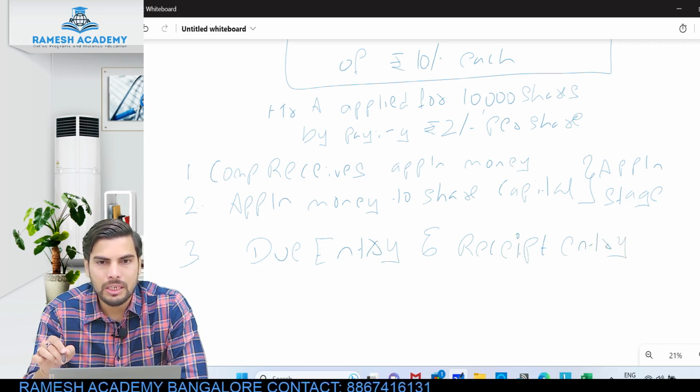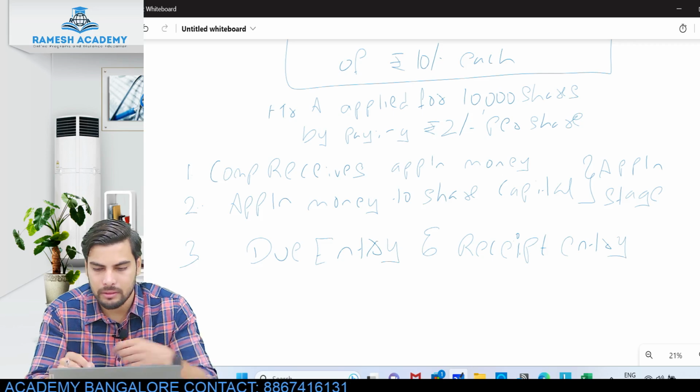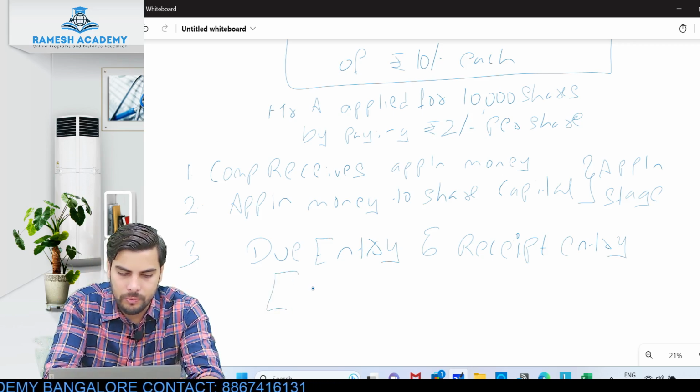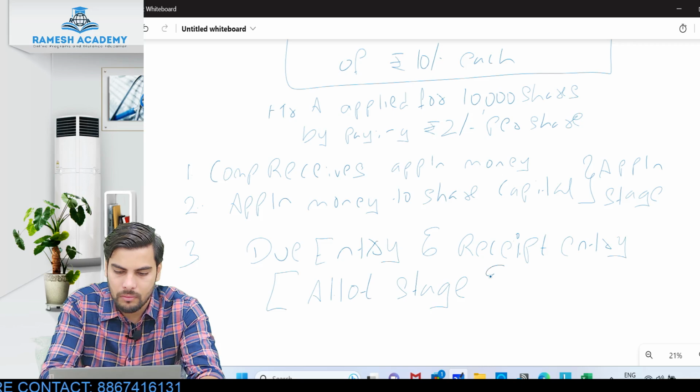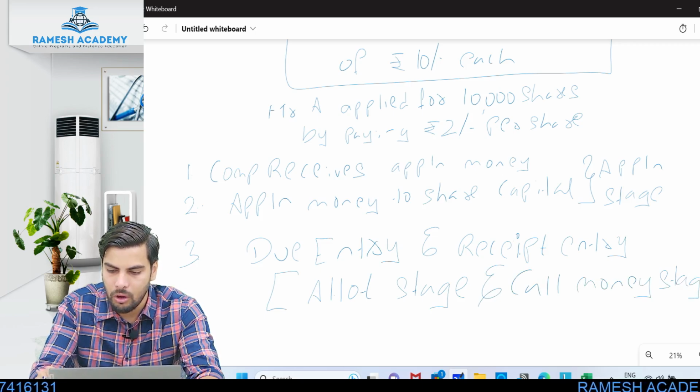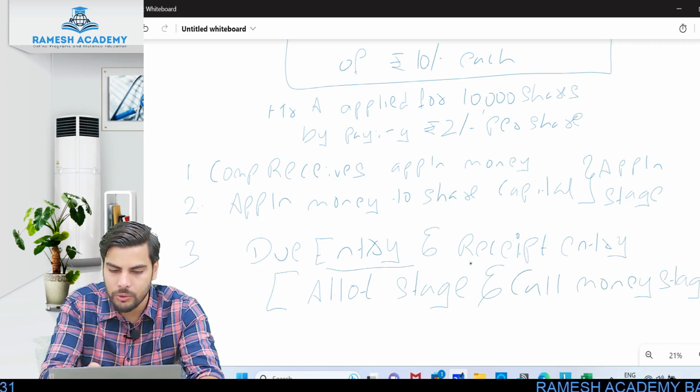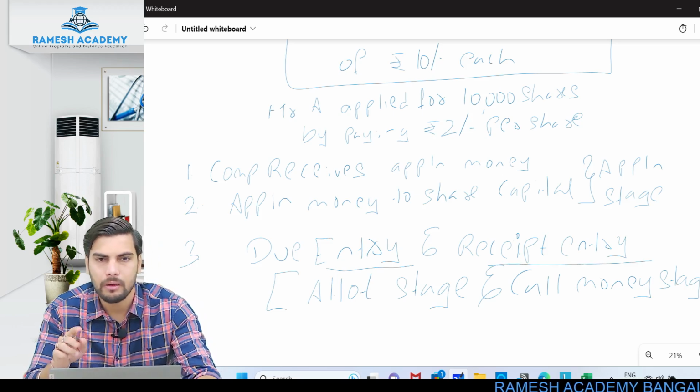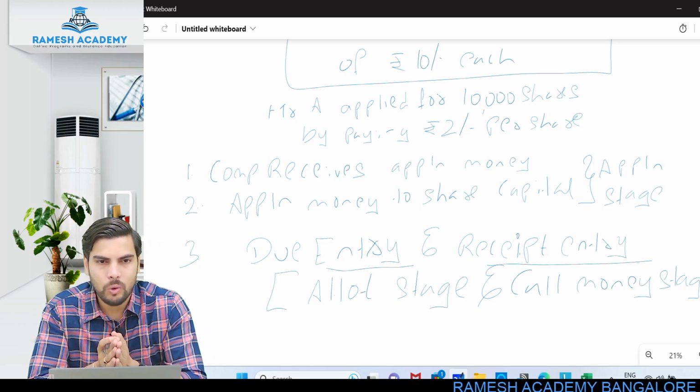Okay, so we just need to pass the due entry and receipts entry from the second stage and then onwards. Okay, so allotment stage and call money stage. All we got to do is just pass the due entry and receipt entry. Clear? So these are the three things what we'll be doing.